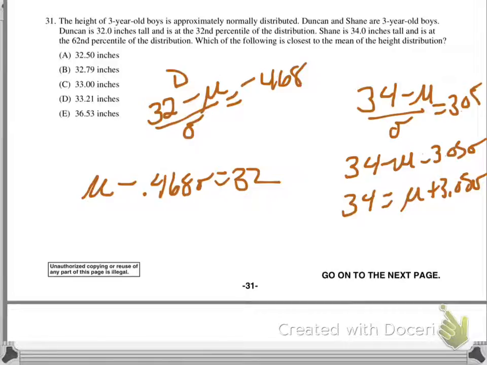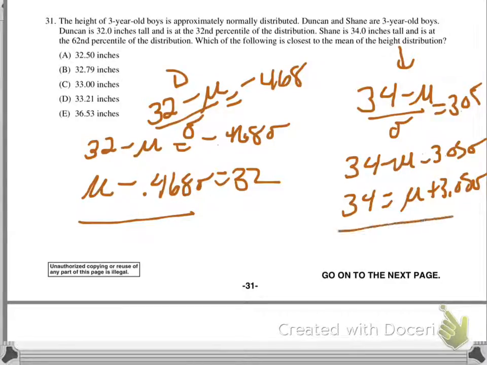Now, if I multiply that out, I get 32 minus mu is equal to negative 0.468 sigma. I need to have both my variables on the same side, so I add mu to both sides, and that's what I get. Here is Shane. This is my equation. So these are my two equations. I go into matrix algebra, and I solve for my mean. And I get 33.26, so my answer is D.